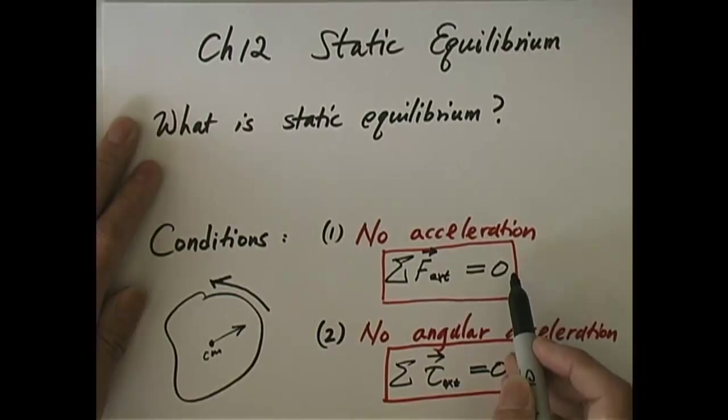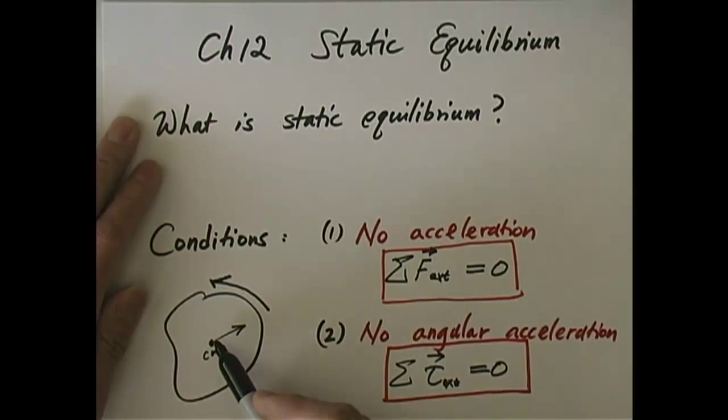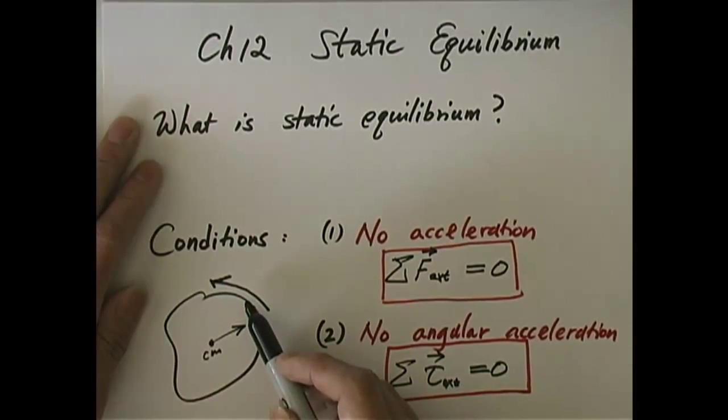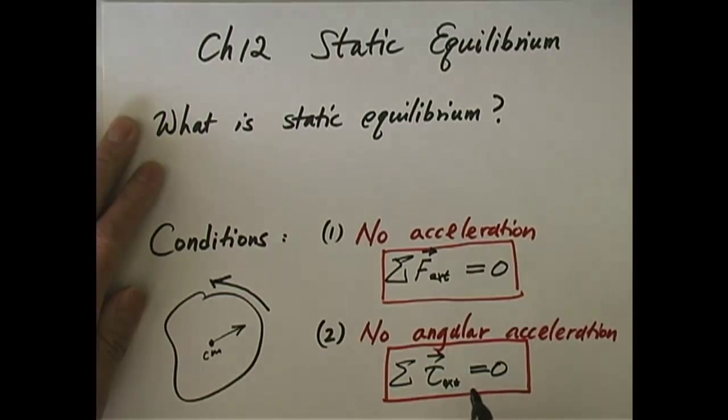And secondly, it is also possible that even if the center of mass is not moving, the object can still rotate with an angular acceleration about the center of mass or about any other point. We don't want this to happen either, and therefore we also want to make sure that there is no angular acceleration, so the net torque is also equal to zero. Okay, so this is a pair of conditions which guarantees the object to be in static equilibrium. The first condition says the center of mass doesn't have a linear acceleration. The second condition says you cannot rotate with an angular acceleration either. Okay, so that is the condition for static equilibrium.